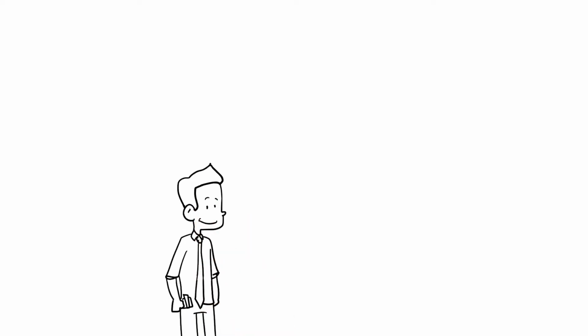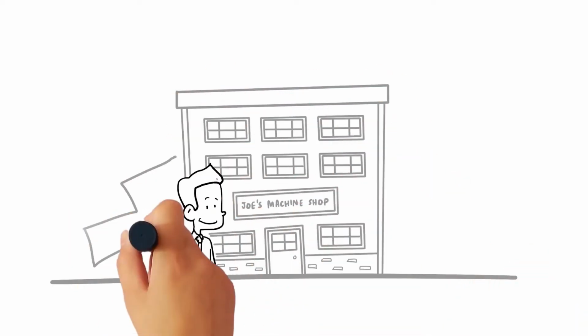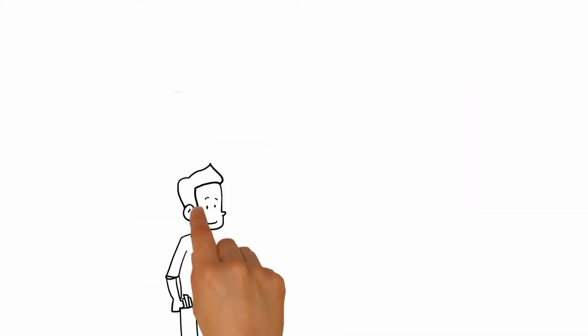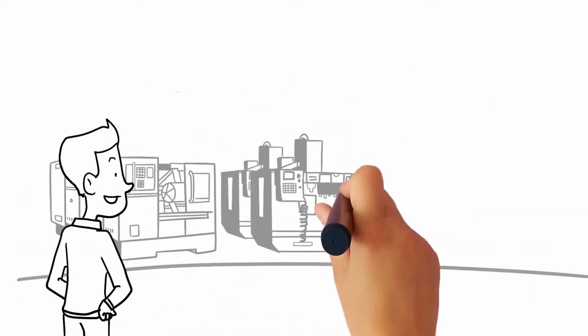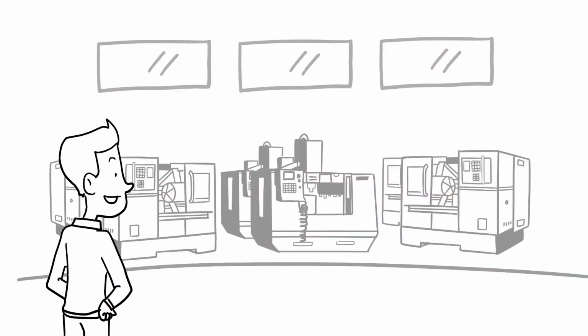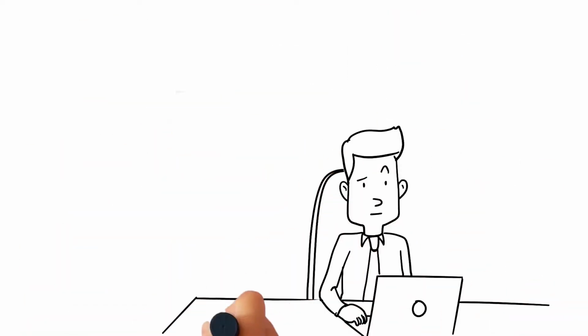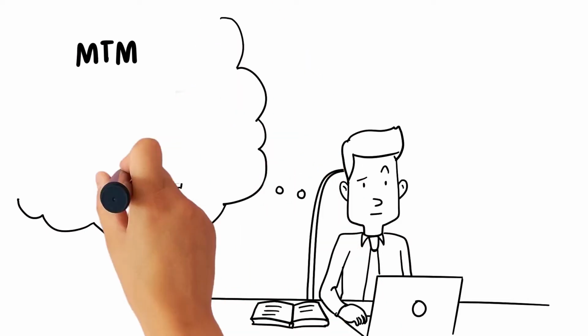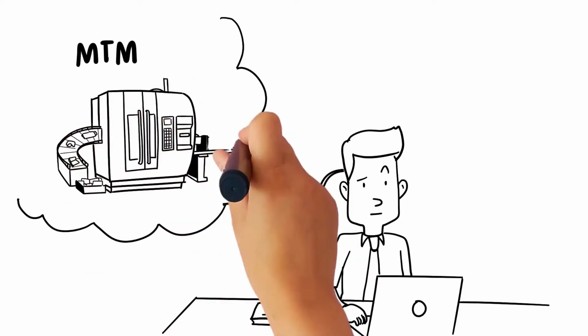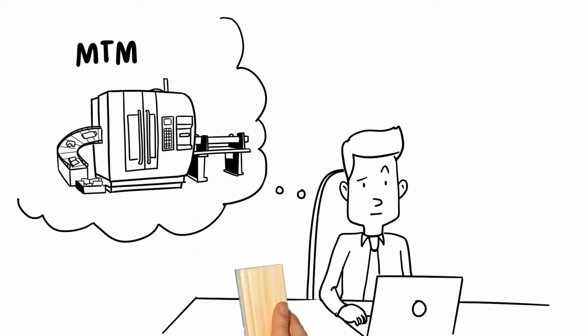Say hello to Joe. Joe's machine shop has grown steadily along with the economy. Joe has been acquiring more CNC machines to match his workload, and now he's looking for an edge in this competitive market. He's considering multitask machines, or MTMs, to take on more complex jobs and be able to cut parts from beginning to end with a single setup.